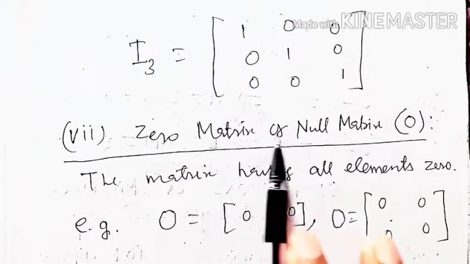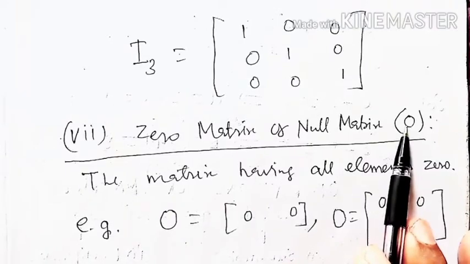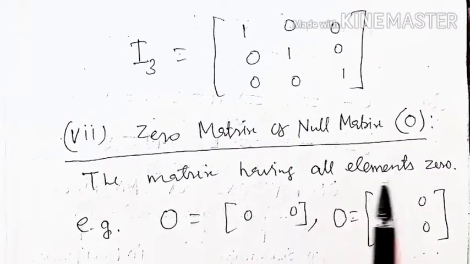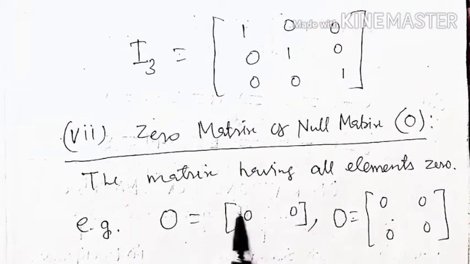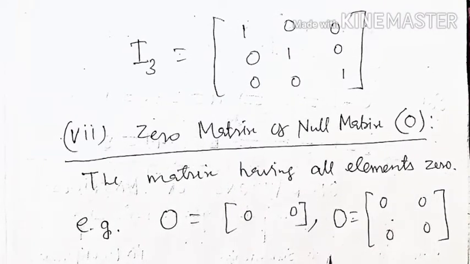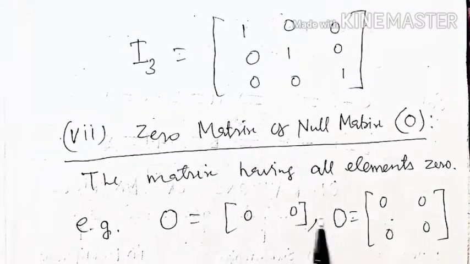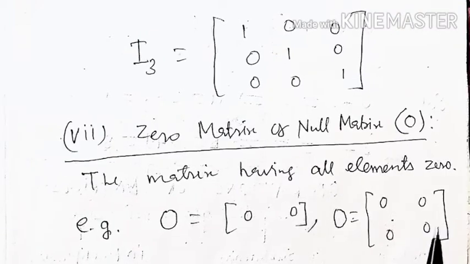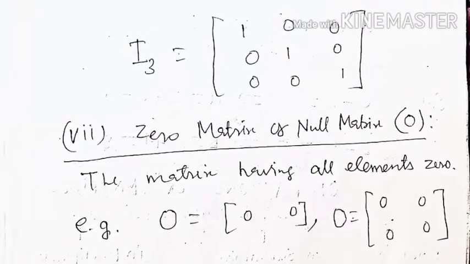Zero matrix or null matrix is represented by capital O. It is a matrix having all elements 0. For example, this is a zero matrix. Here all elements are 0. This is also another zero matrix.